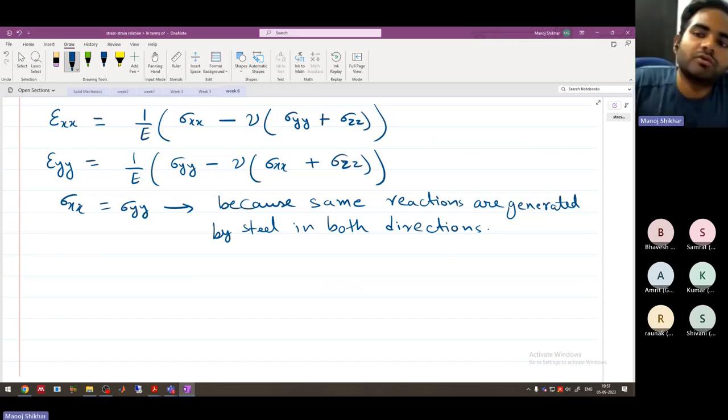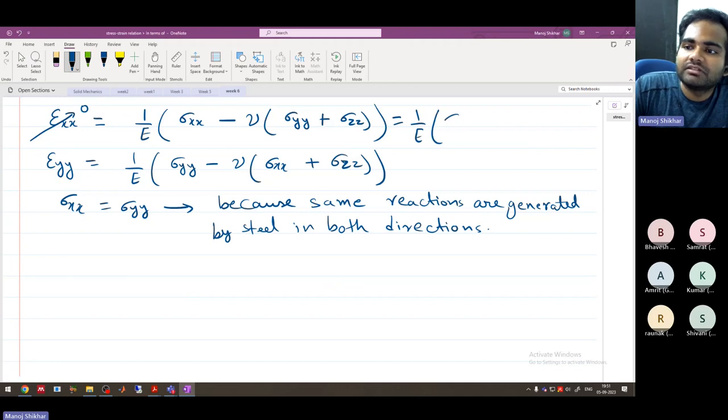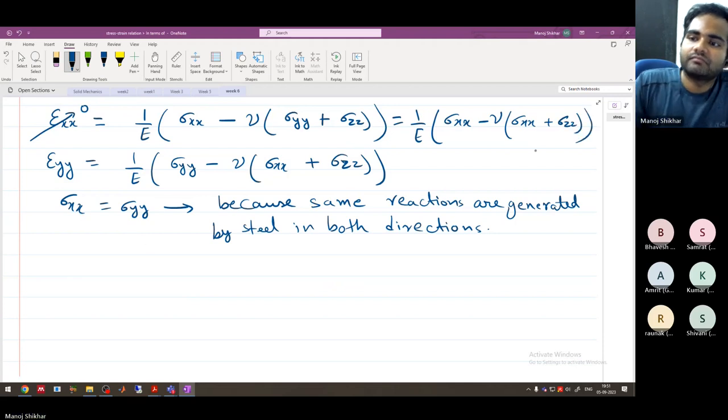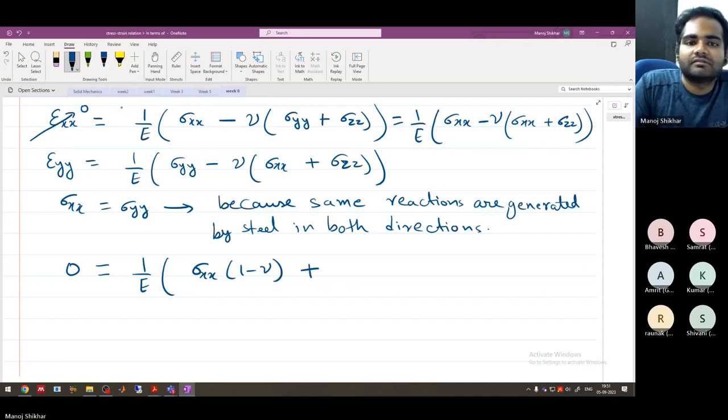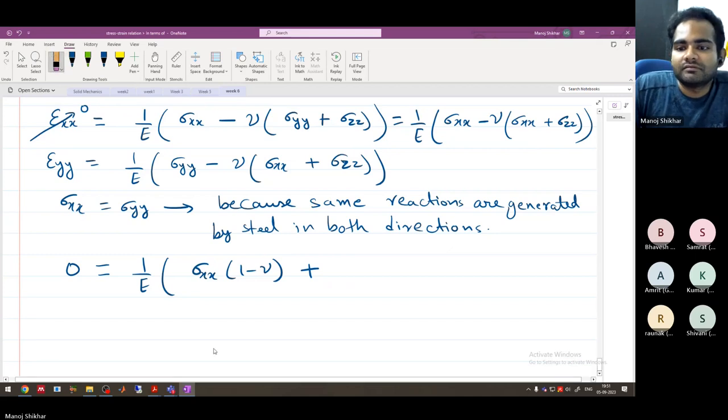Now there's one more thing to see here, that epsilon xx is 0 here. That does not mean that our sigma xx will be 0. So I will use this here. We can replace this by sigma xx minus mu times sigma xx plus sigma zz. So we have 0 equal to 1 by E sigma xx into 1 minus mu, minus mu times sigma zz.